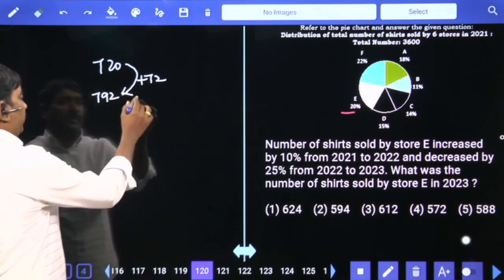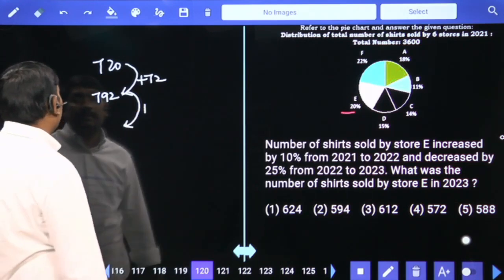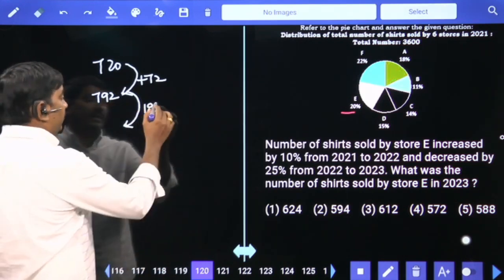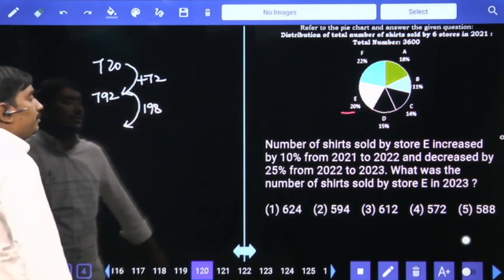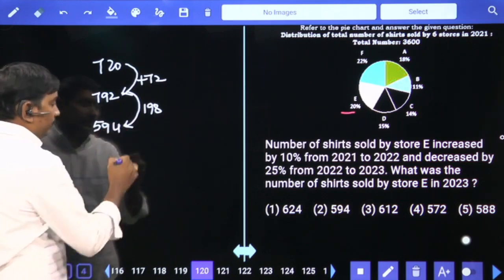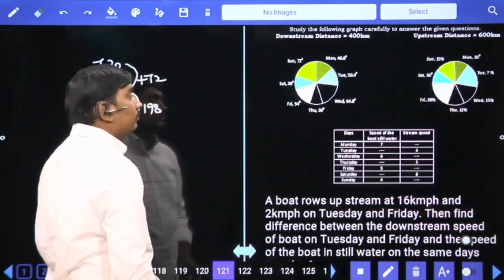Decreased by 25%, 1/4 decreases. 4 ones are 4, 39. 4 nines are 36. 4 eights are 32. 792 minus 200, 592 plus 2, 594. 594. Next.